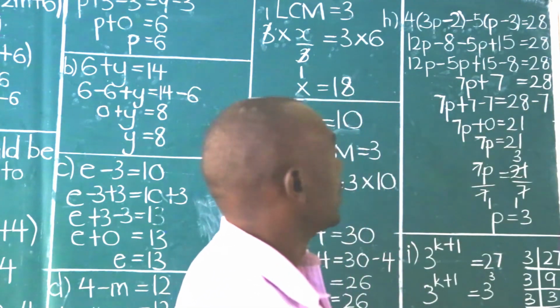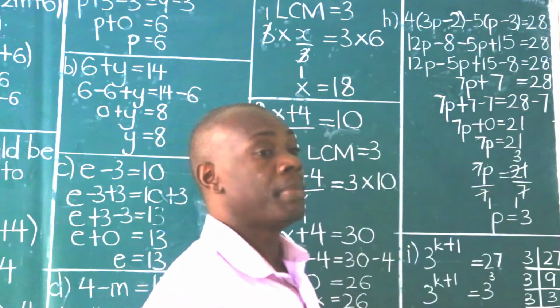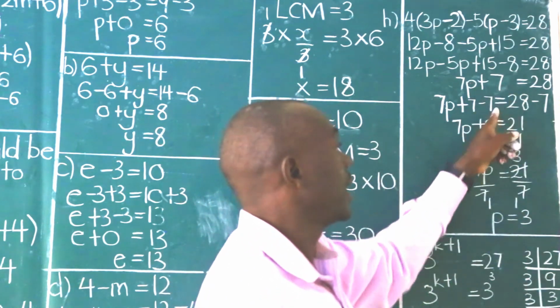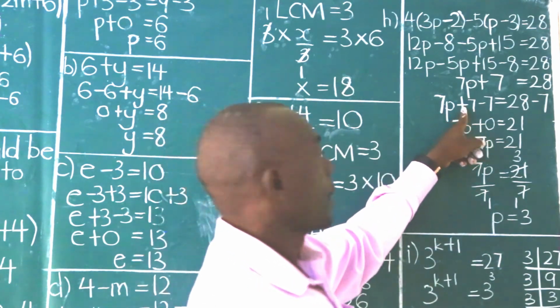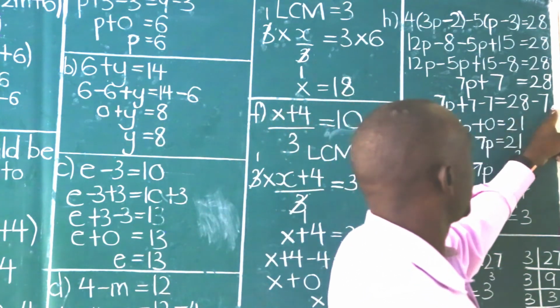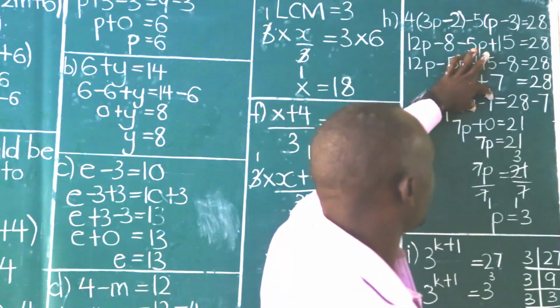And then subtract 7 from either side. You say 7p plus 7 minus 7 is equal to 28 minus 7, thereby rendering this to be 0.